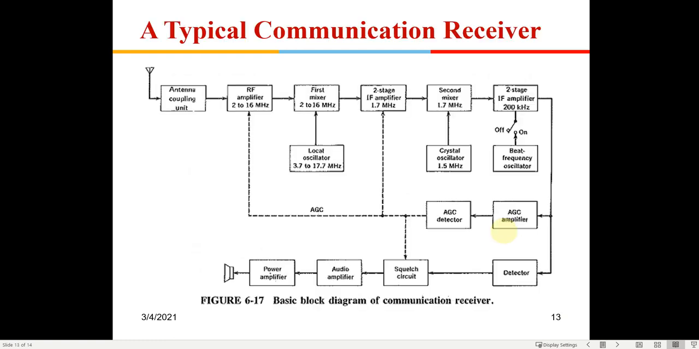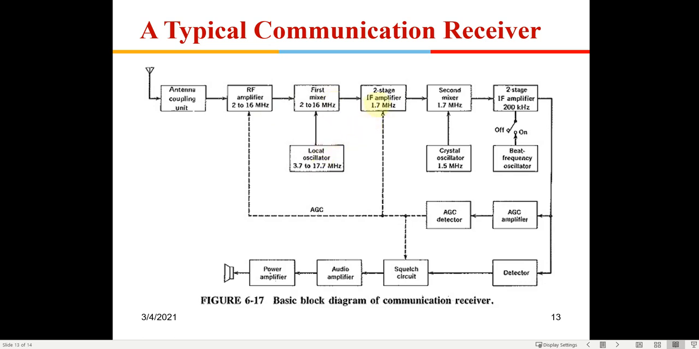Okay. So this is the last slide, a practical block diagram of a communication receiver. You have an antenna coupling unit. So this is an antenna which is coming here. Through the coupling unit, the RF signal is reaching the RF amplifier. Now I said the RF amplifier needs to be tuned to the desired frequency, along with the mixer and the local oscillator. So these three blocks will be tuned here, right?